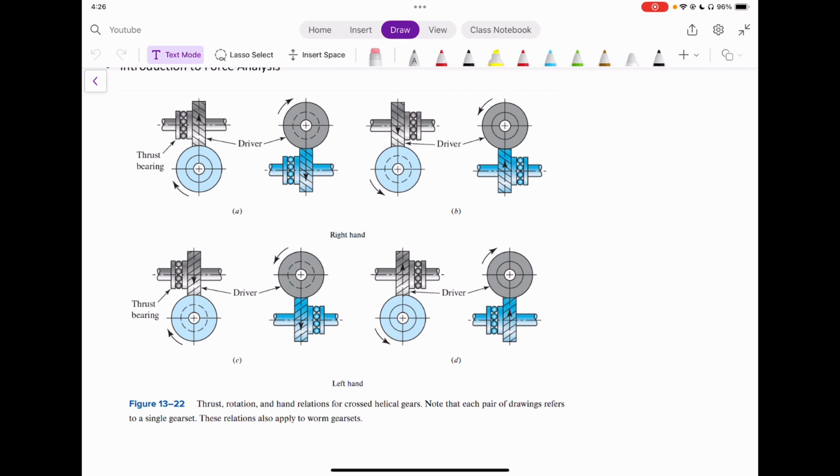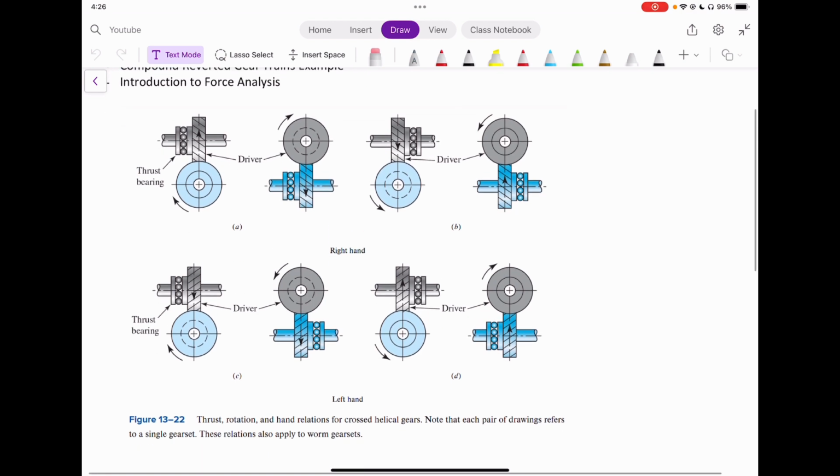And each pair of drawings refers to a single gear set. So we have a pair of drawings and it's the same gear set for A, B, C, and D. And worm gear sets kind of work in the same way. So you can see that we have different types of designs. We have left-hand designs and right-hand designs. So the top designs are right-hand designs, and then the next ones are left-hand designs.